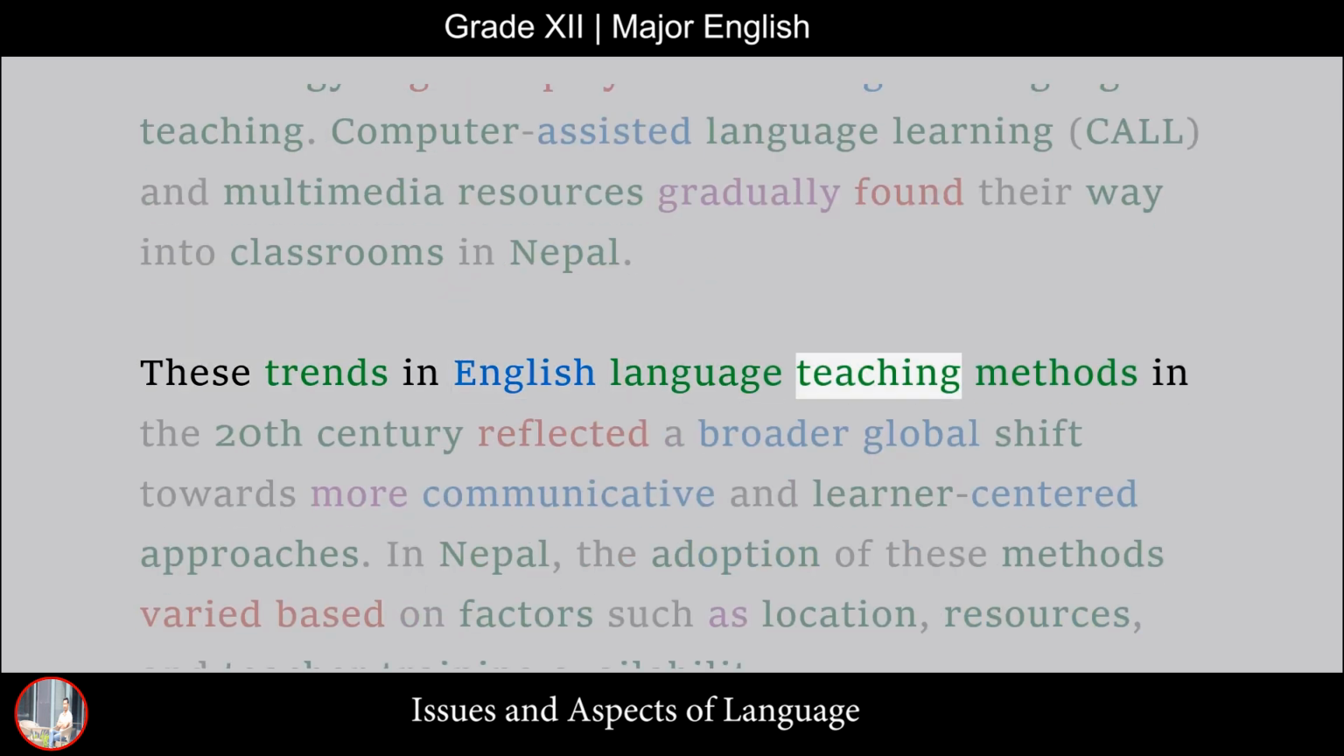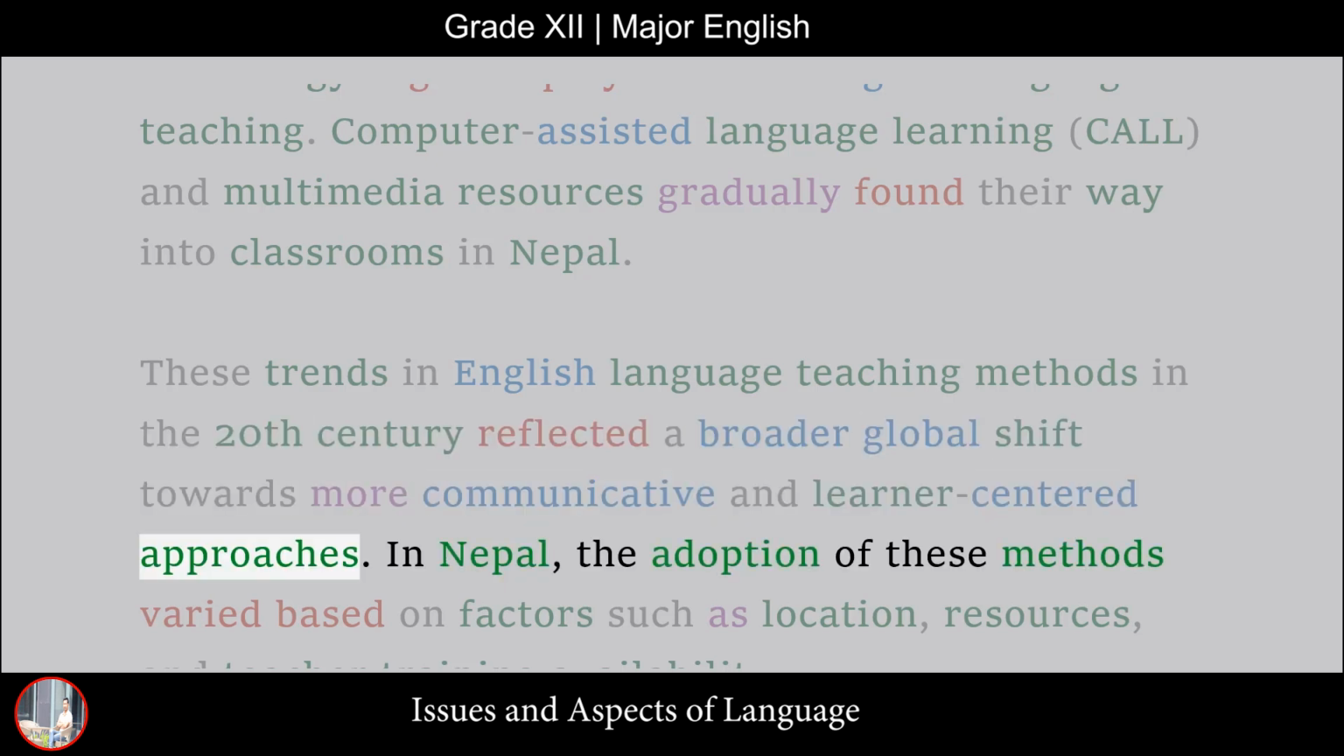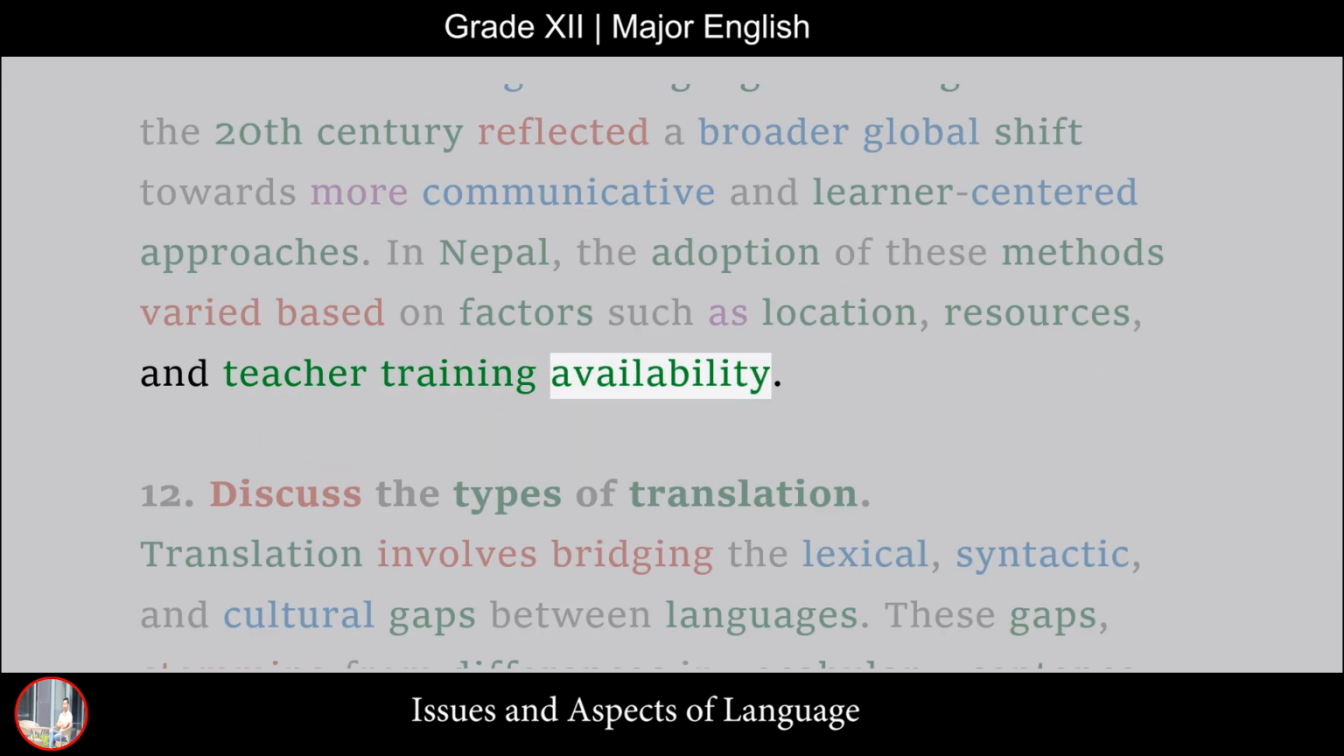These trends in English language teaching methods in the 20th century reflected a broader global shift towards more communicative and learner-centered approaches. In Nepal, the adoption of these methods varied based on factors such as location, resources, and teacher training availability. 12. Discuss the types of translation.